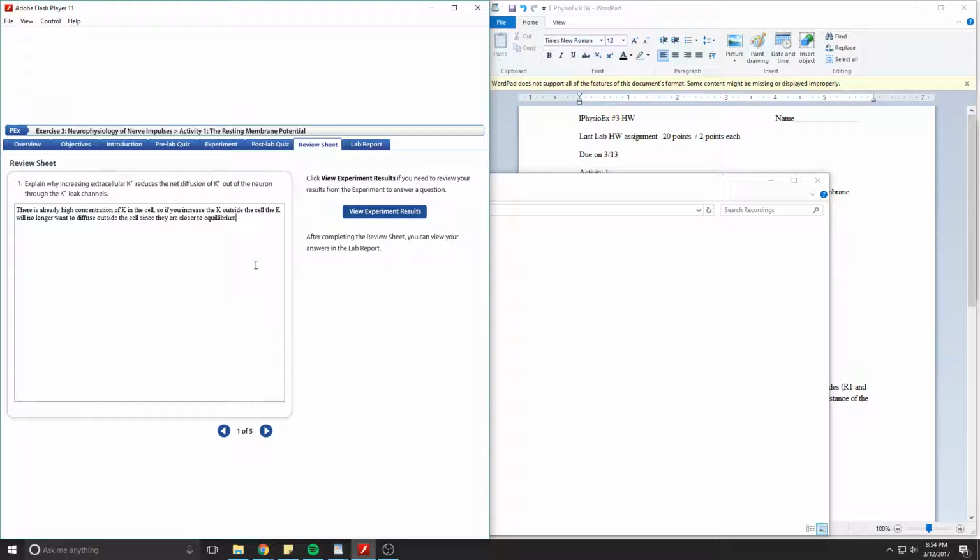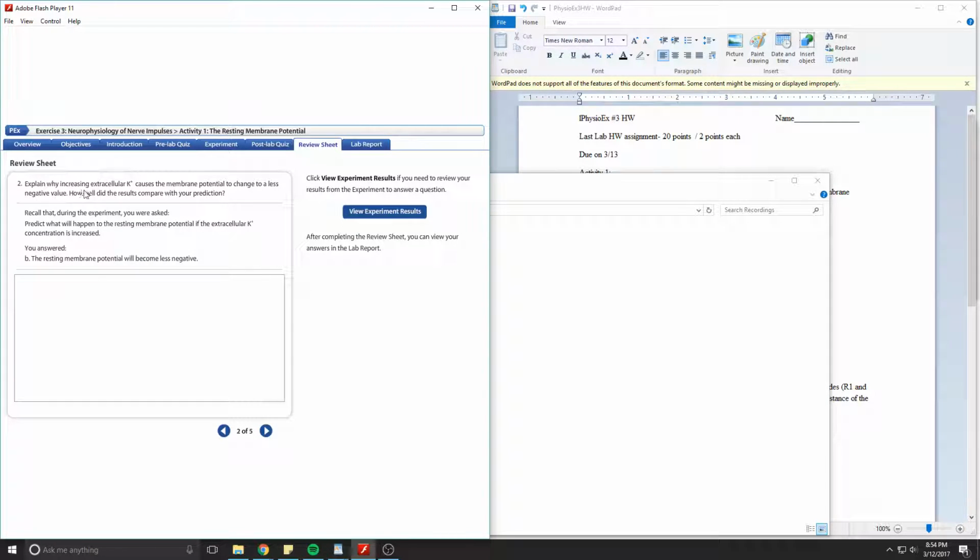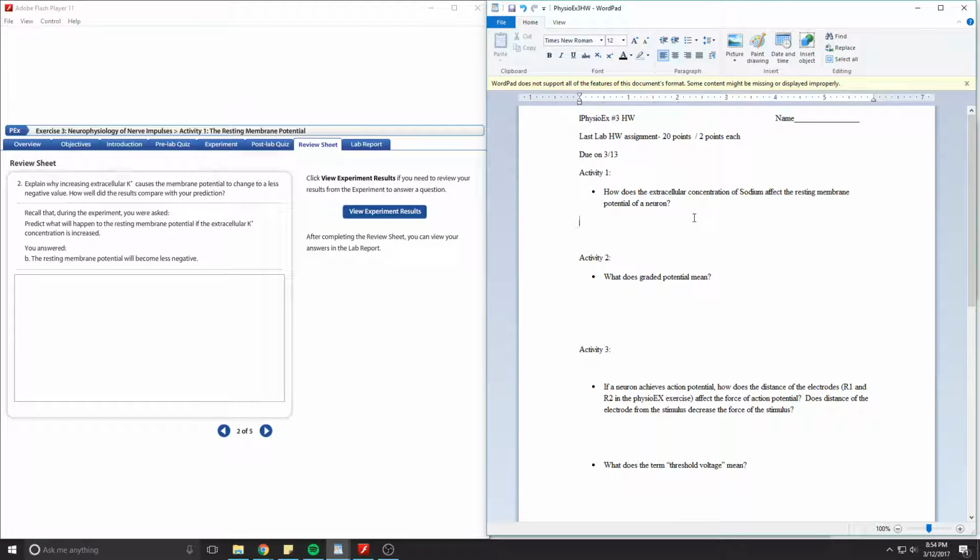So there's already a high concentration of potassium in the cell, so if you increase the potassium outside the cell, the potassium will no longer want to diffuse outside the cell since they are closer to equilibrium. I am probably just going to skip all this and just do this. So how does the extracellular concentration of sodium affect the resting membrane potential of the neuron?